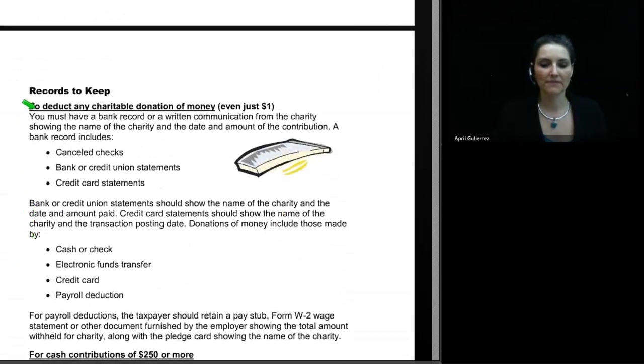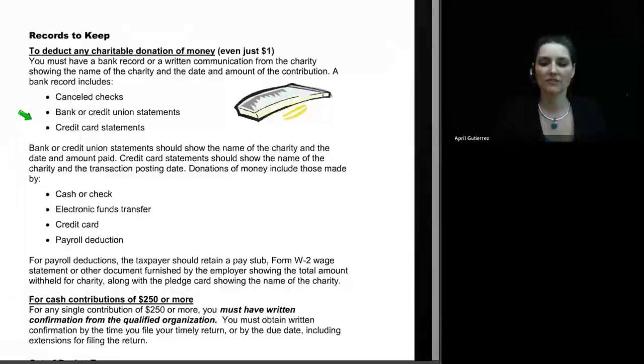Records to keep. To deduct any charitable donation of money, even $1, you have to keep a record, including a canceled check, a bank or credit union statement, or a credit card statement to prove that you made that donation.